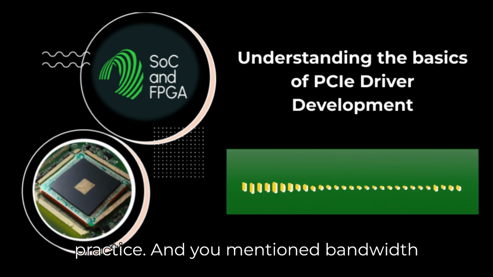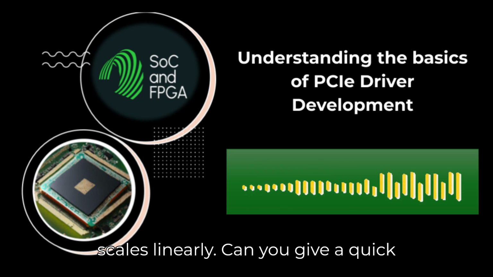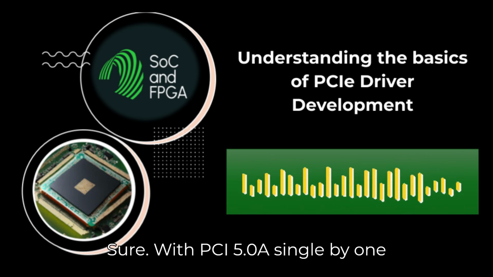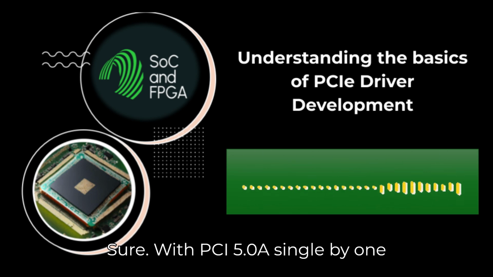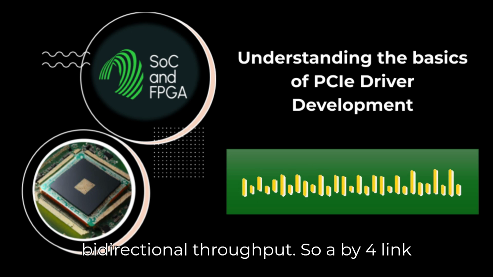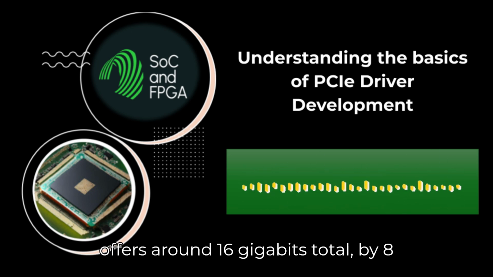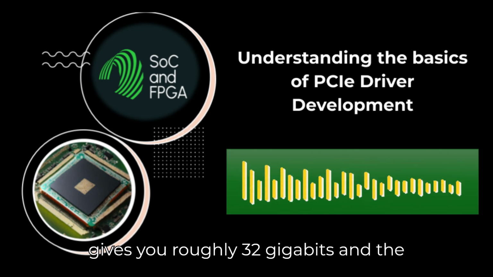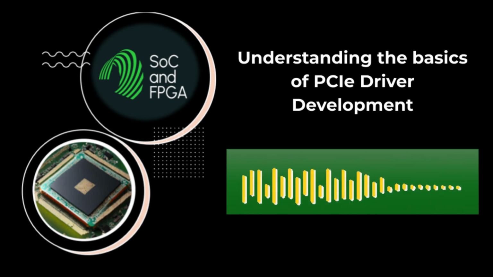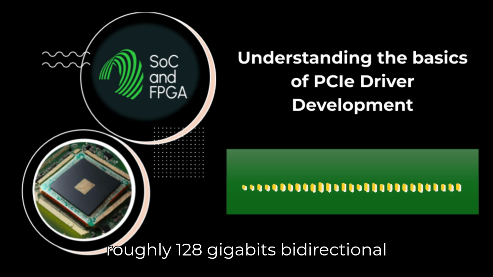And you mentioned bandwidth scales linearly. Can you give a quick example with, say, PCIe 5.0 numbers? Sure. With PCIe 5.0, a single x1 lane gives you about 4 gigabits of bidirectional throughput. So an x4 link offers around 16 gigabits total. x8 gives you roughly 32 gigabits, and the full x16 hits that impressive roughly 128 gigabits bidirectional figure.